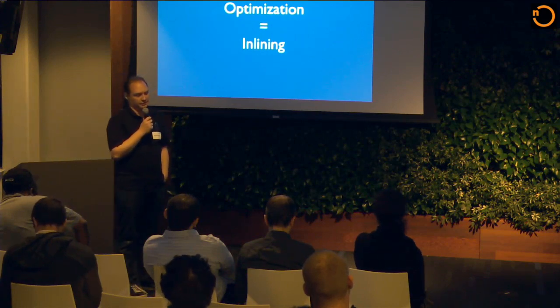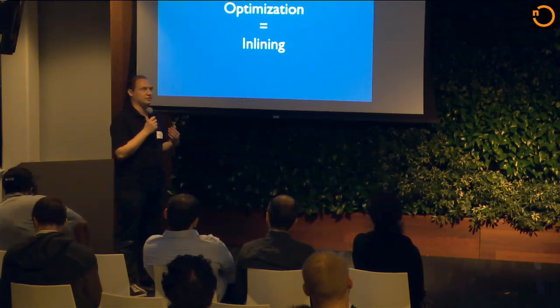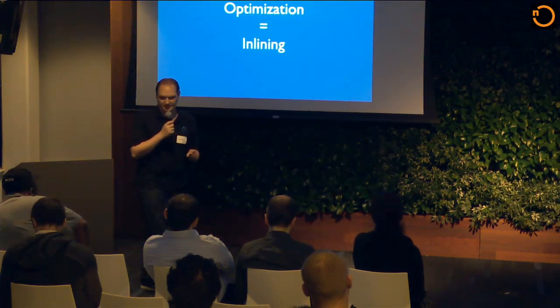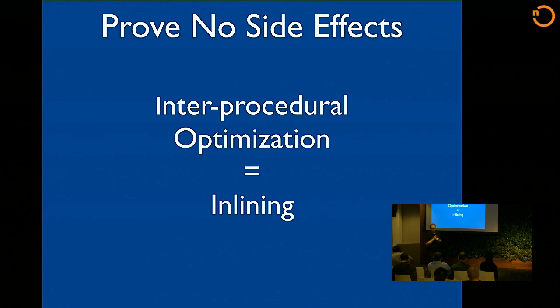So, what are we left with? We have to prove that this call has no side effects. We have to do some form of interprocedural optimization. We have to actually look inside of action and see what it's doing. Maybe it doesn't modify our array list. I hope. And in HotSpot, the only form of interprocedural optimization is inlining.